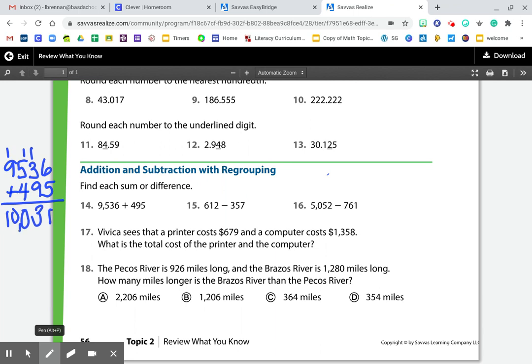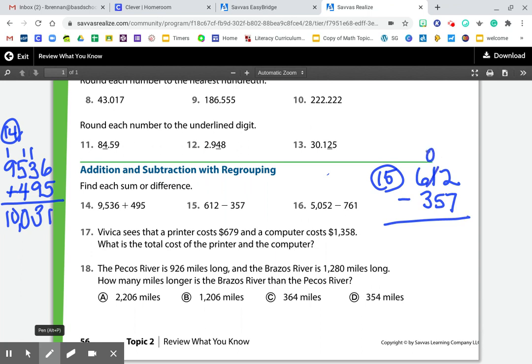For number 15, so that's number 14. And if you have a notebook, remember you're putting your work in the notebook or using a whiteboard. For number 15, 612 minus 357. Remember, I'm lining values up, and I'm going to need to regroup here. I'm going to need to borrow because I can't take a 5 away from a 2.